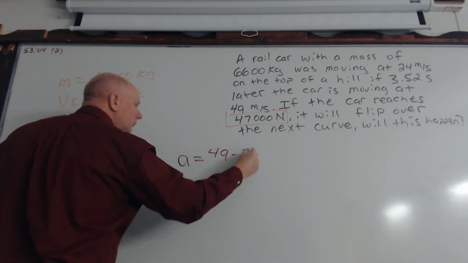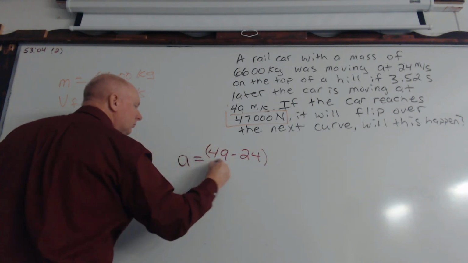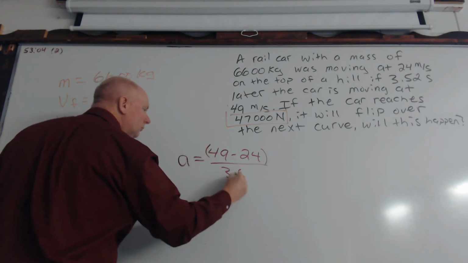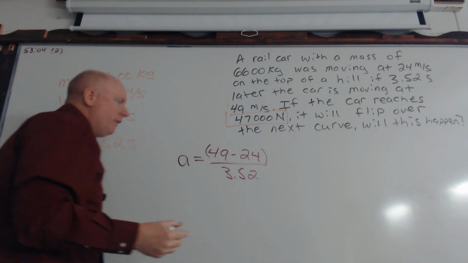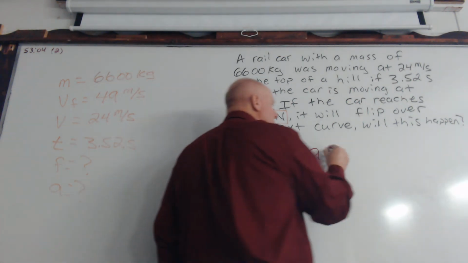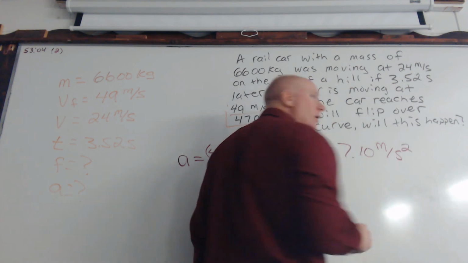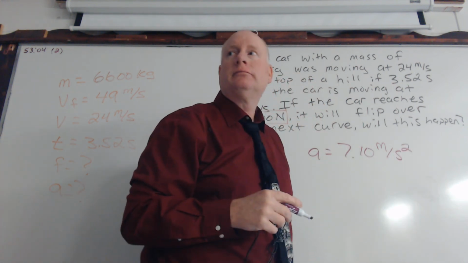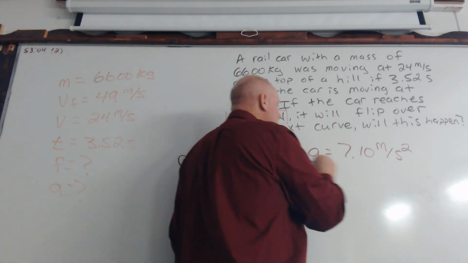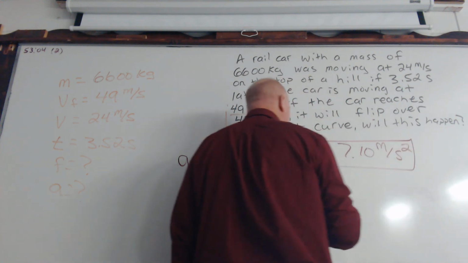Times 6,600, which is going to be 46,075. Okay, if I'm not mistaken, your acceleration is about 7.10 meters per second squared. Does that sound correct? Yes. Okay, that's one. Times 6,600.